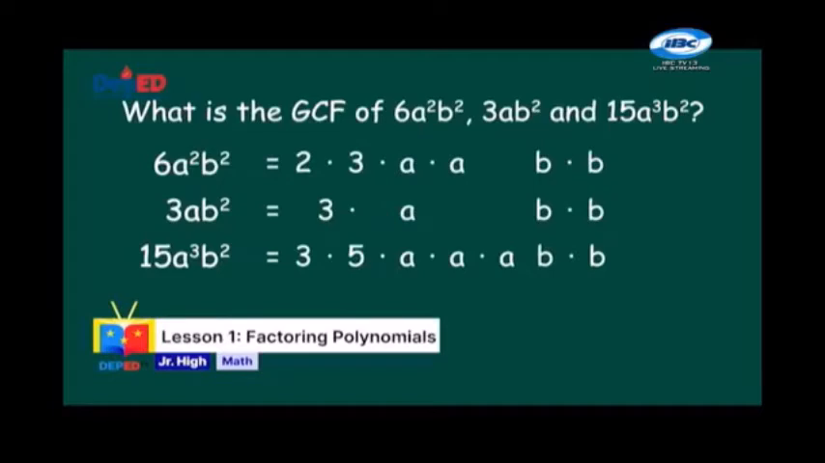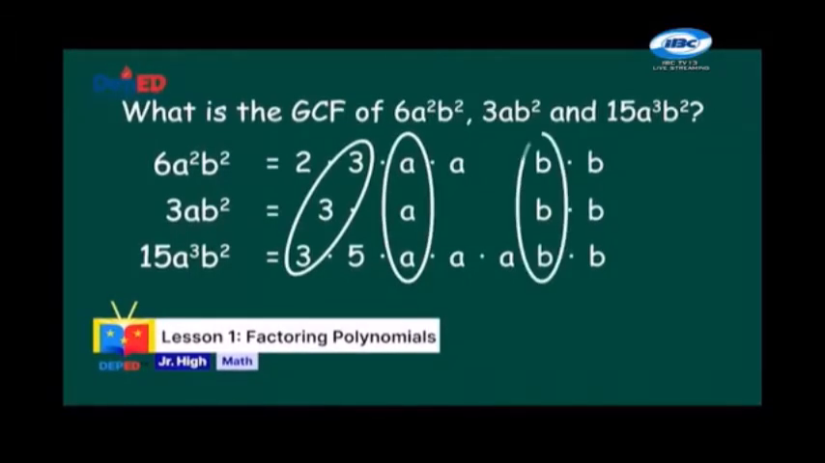Note that we use two variables here, so it can be helpful to separate them in our solution. Then we have 15a cubed b squared. This monomial can be written as 3 times 5 multiplied with a times a times a multiplied with b times b because of the indicated exponents. Now, identify the common factors. We will have these numbers and variables. And lastly, we write the product of these factors.